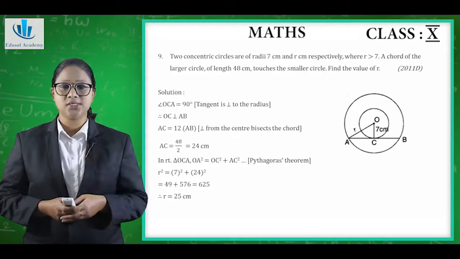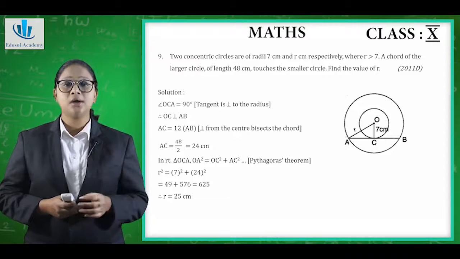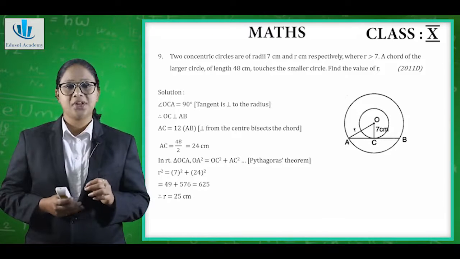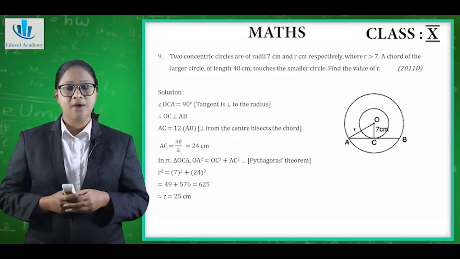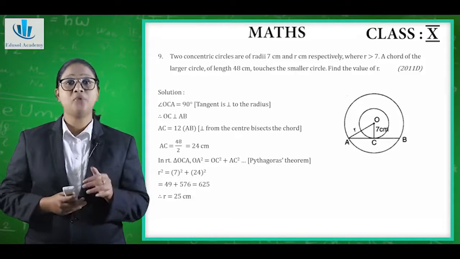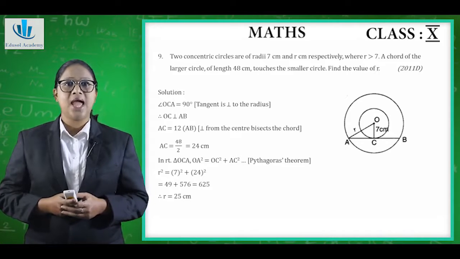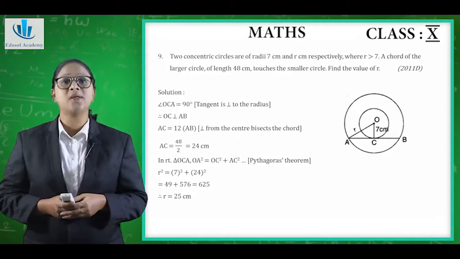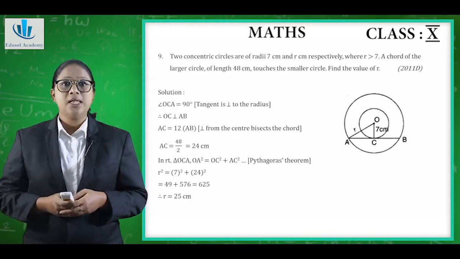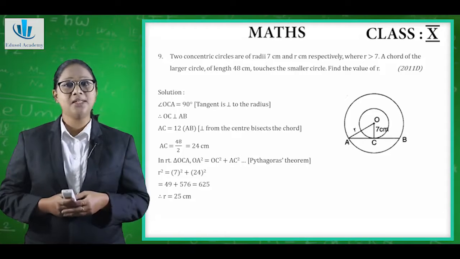So there are 2 concentric circles and they have clearly given that the radius r is greater than the radius 7. So the radius r is the bigger circle and 7 comes inside. Now we have to draw a chord AB of 48 centimeter. Now in the triangle OAC, we can see that angle OCA is equal to 90 degrees, as a tangent is perpendicular to the radius, Theorem 1. Now we can apply Pythagoras theorem in this triangle.